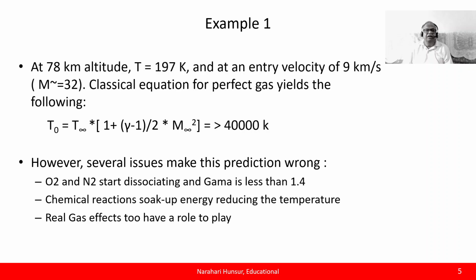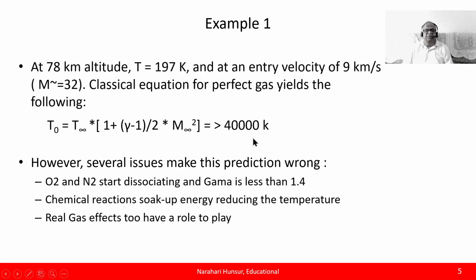Just to give an example. At 78 kilometers altitude, temperature is around 197 degrees Kelvin, at an entry velocity of 9 kilometers per second, which is equivalent to Mach 32 at that temperature and altitude. The classical equation of a perfect gas is the following: T0 equals T infinity, which is the 197 degrees Kelvin, times 1 plus (gamma minus 1) by 2 times M infinity squared. This gives you a temperature of 40,000 degrees Kelvin, of course, which is not very meaningful.